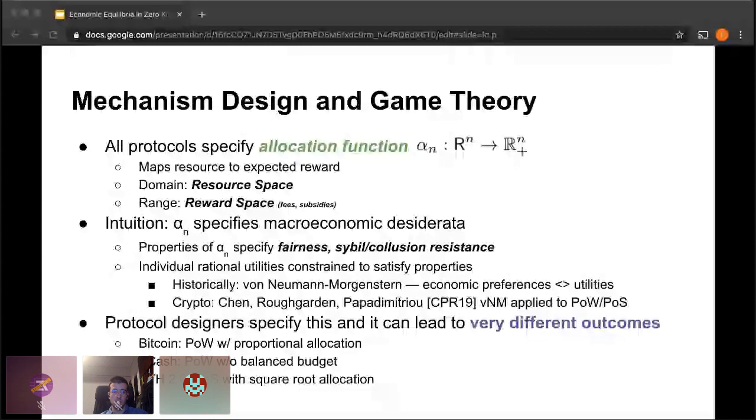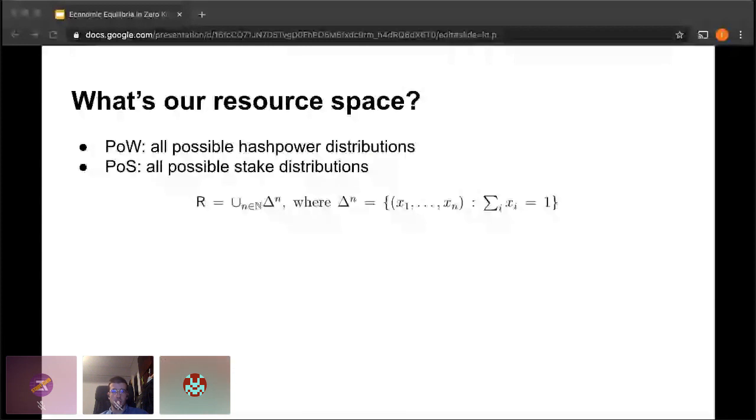So what is our resource space? Well, if we step back and look at proof of work and proof of stake, both happen to be product simplices. So they're all the probability sets, things that sum to 1. But the difference is in proof of work, you don't actually know the denominator in the sense that an individual doesn't know the total hash power in the system. And in proof of stake, everyone has to know the total money supply.